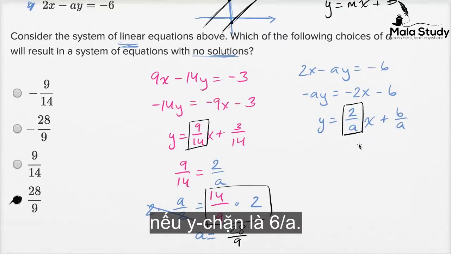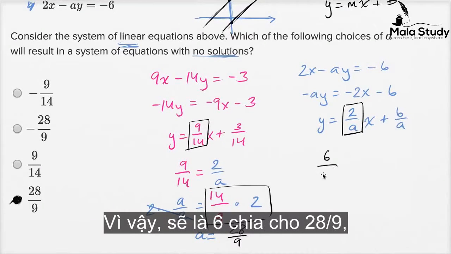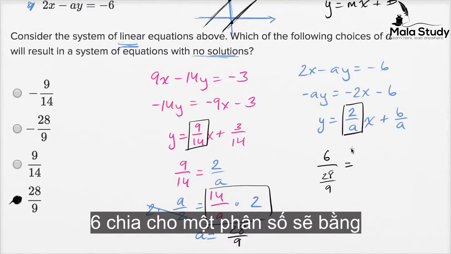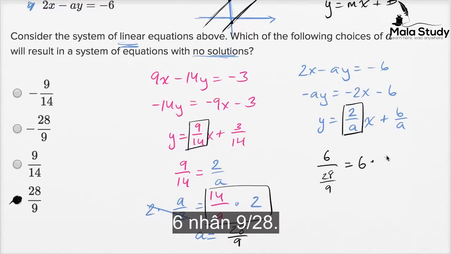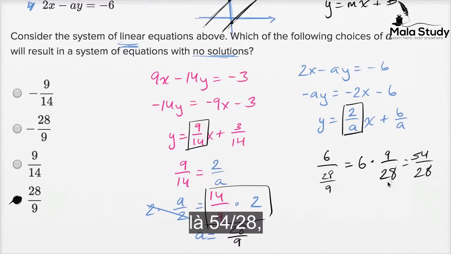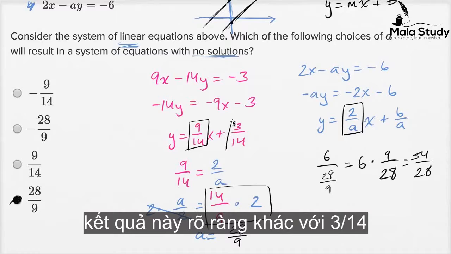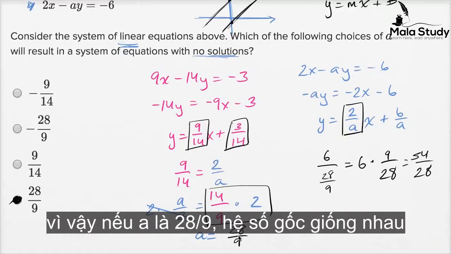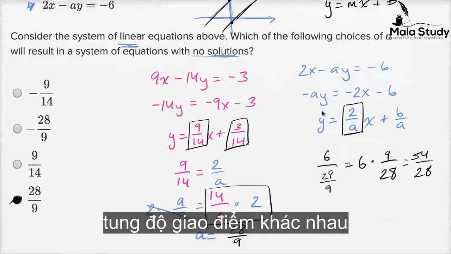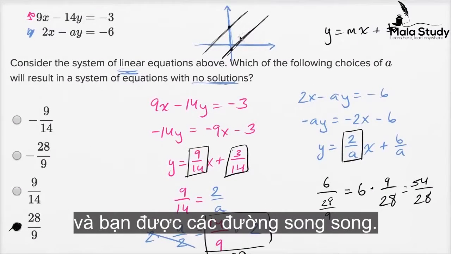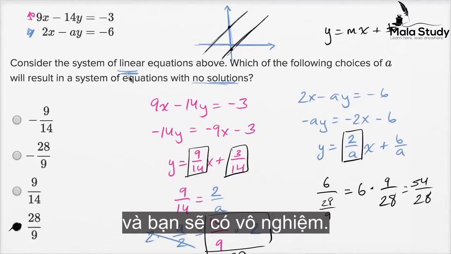This y-intercept is 6 over a, so it's going to be 6 over 28 over 9. Dividing by a fraction is the same thing as multiplying by its reciprocal. So it's the same thing as 6 times 9 over 28, which is 54 over 28. That's clearly different than 3 over 14. So if a is 28 over 9, you have the same slope and different y-intercepts, and you're dealing with parallel lines. They will not intersect, and you're going to have no solutions.